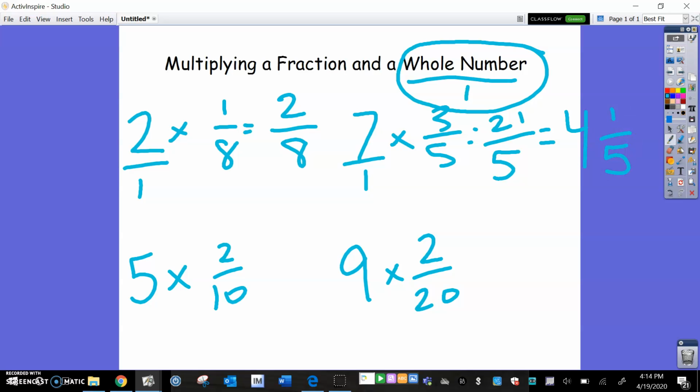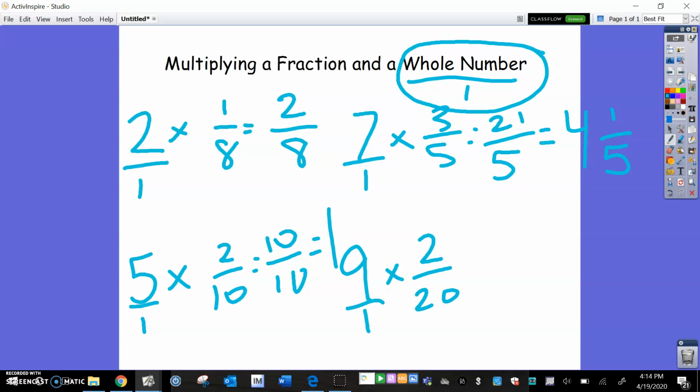Okay, over 1. 5 times 2 is 10. 1 times 10 is 10. And I'm crossing my fingers that we remember that the same number as the numerator and denominator equals 1. If you just left your answer as 10 over 10, you wouldn't be wrong, but I would like us to simplify our answer to 1 since we should know that by now.